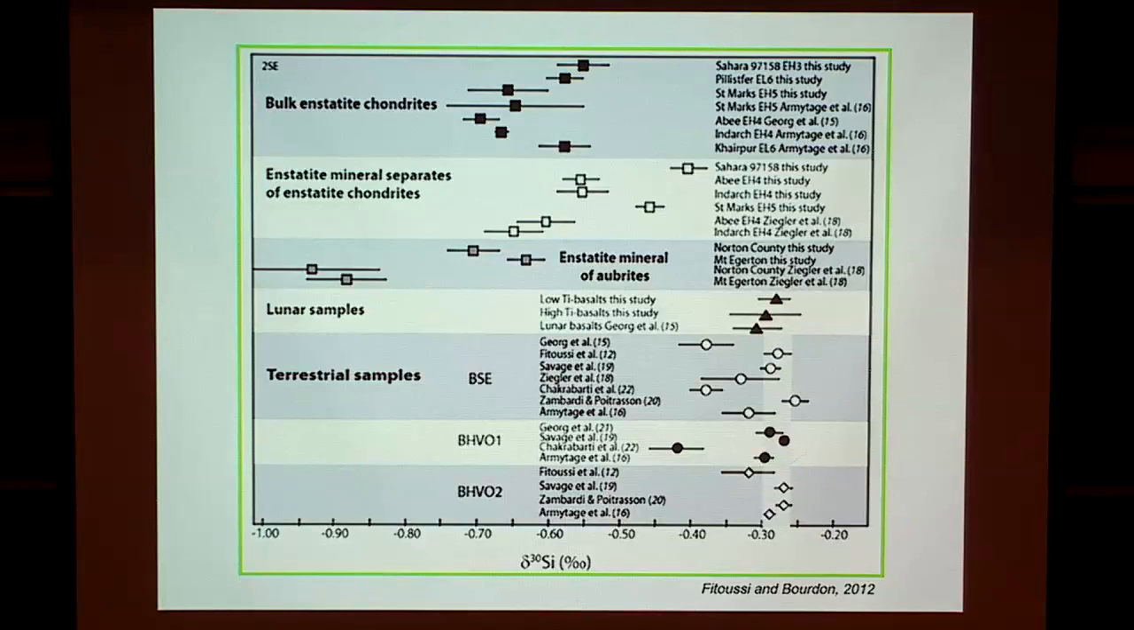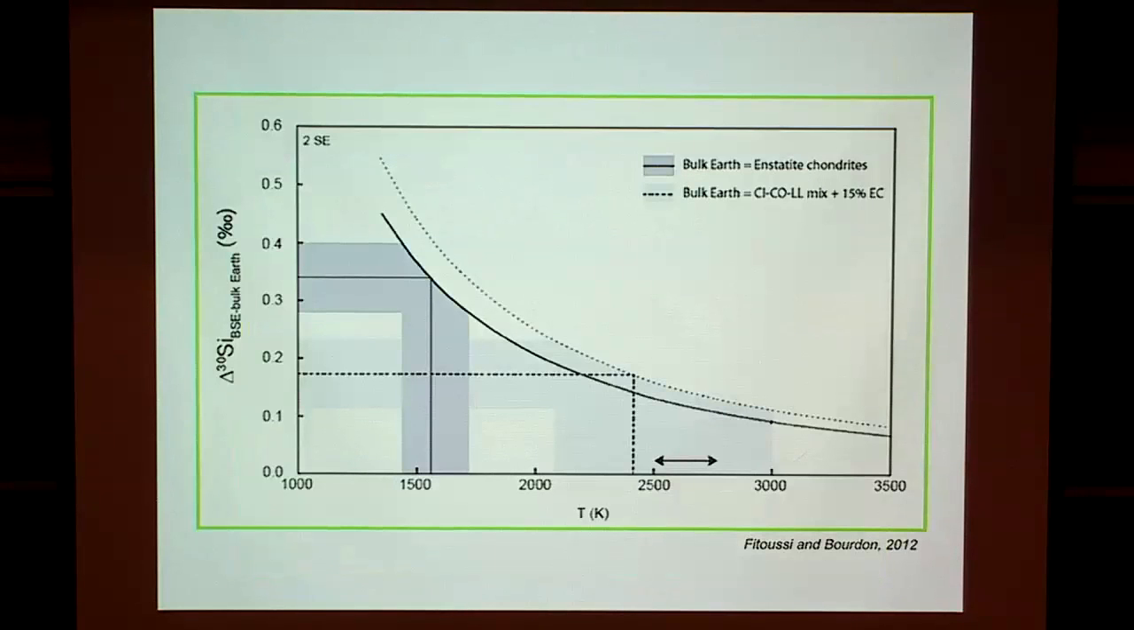Okay, so we say for oxygen isotopes, the Earth is equal to enstatite chondrites. For silicon isotopes, the Earth is not equal to enstatite chondrites. And they have used this, and the title of their paper is something along the lines of Silicon Isotope Evidence for a Non-Enstatite Chondrite Earth. Okay, so they've now used this idea that the silicon isotopes in N-type chondrites cannot equal the Earth's silicon isotope value, and therefore the Earth cannot be made from N-type chondrites.